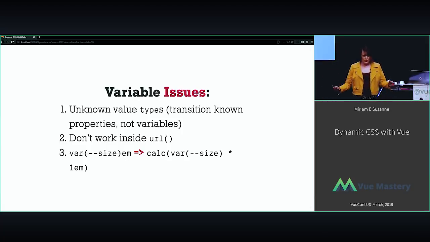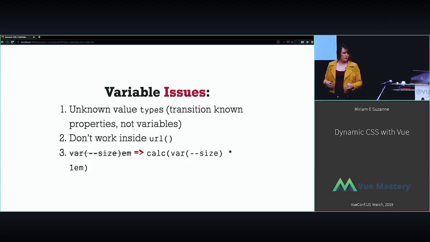There's a few issues that I've run into and that I've seen from other people. Variables don't work inside of URL, which frustrates me all the time. I want to pass in an image as a variable and then put it inside of a URL function. I can't do that yet.